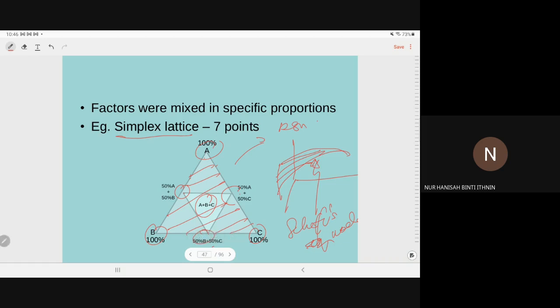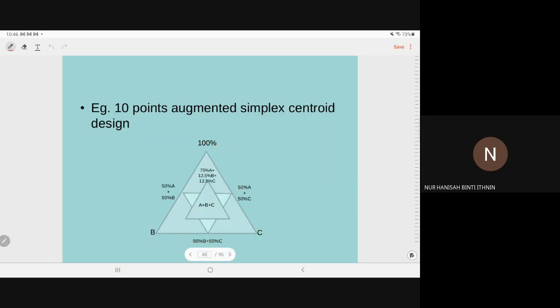However, this is based on prediction, as I have explained just now. When we do predictions, it is based on existing points. For example, like this one, if we want to predict in the middle, it is based on these. Then only we can predict the middle, right? But in this case, only one point is representing the inner experimental space. The rest are on the lattices. So it is not balanced. So statisticians have come up with a 10 points augmented simplex centroid design.